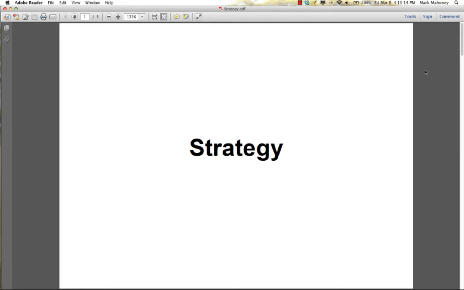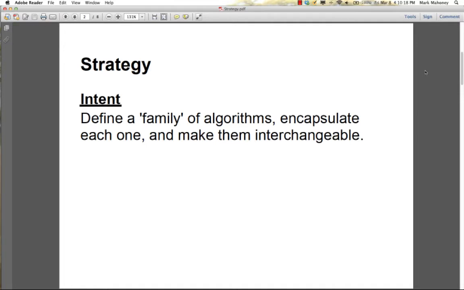All right, today we're going to talk about the strategy pattern. Okay, the intent of the strategy pattern is to define a family of algorithms, encapsulate each one, and make them interchangeable. So we use the strategy pattern when we know there are many ways of accomplishing the same behavior.